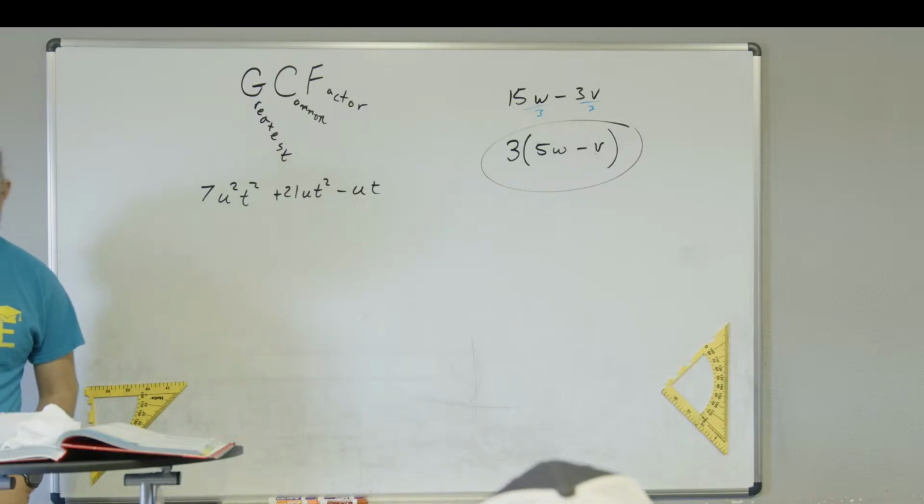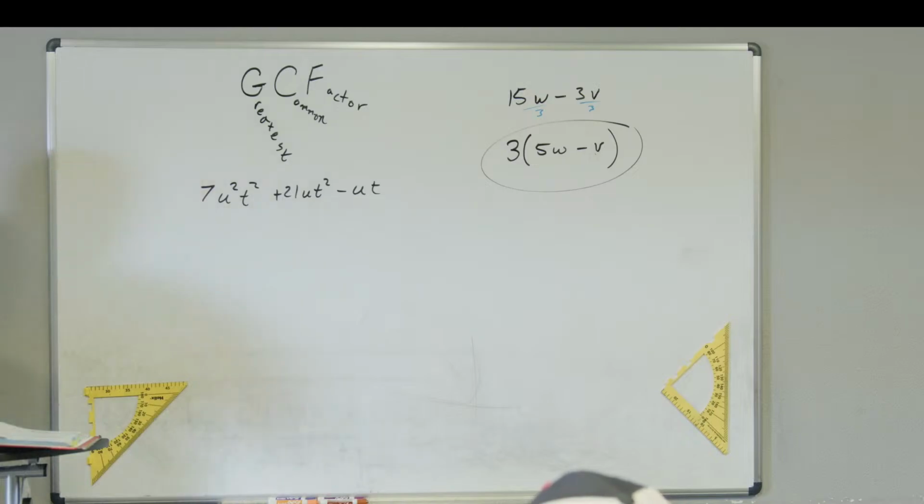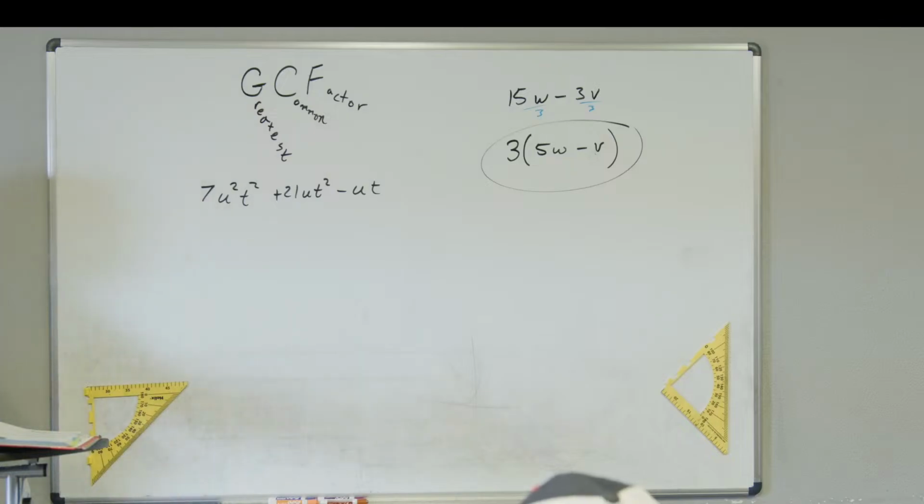Okay, so we're going to figure out what the greatest common factor between these three terms is. So we start with the numbers. Is there a number that goes into 7, 21, and -1? No, because of the 1, right? If it was just 7 and 21, we could take a 7 out. But because of the 1, we can't take any numbers out.